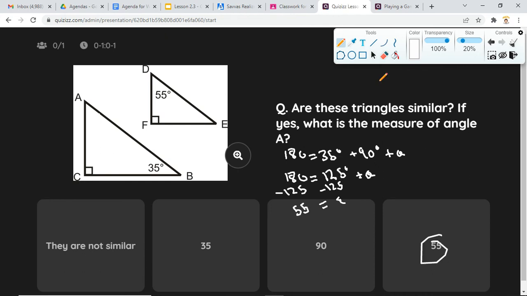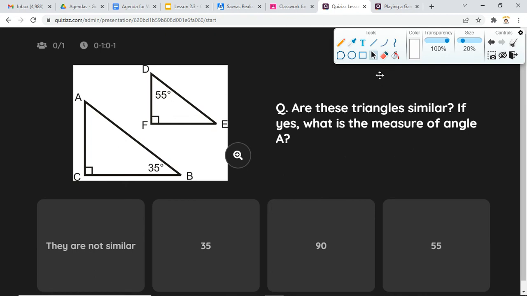So yes, they are similar because we have 2 angles in common. We have the right angle, this right here, is congruent with that. They are the same. And then the 55 degrees is the same as our 55 degrees down here. So yes, they are indeed similar, and angle A is equal to 55 degrees.